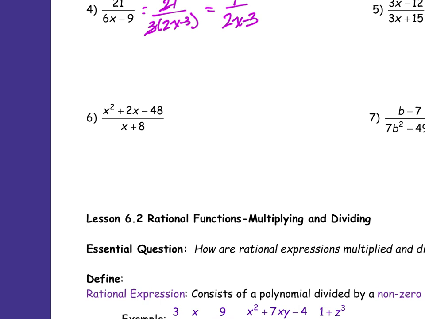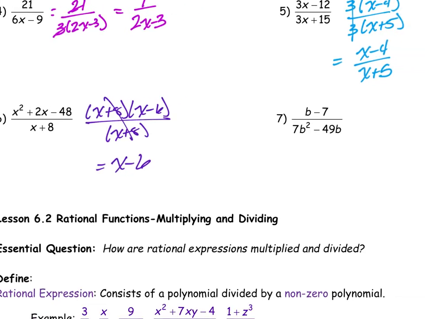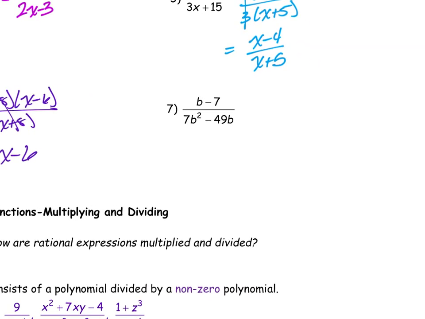If I factor the top, I've got x plus 8 times x minus 6 all over x plus 8. Cancel, so my answer is just x minus 6. And then the last one, I think I can just factor the bottom, a 7b out of it, and I get b minus 7, so I've got 1 over 7b. Okay.